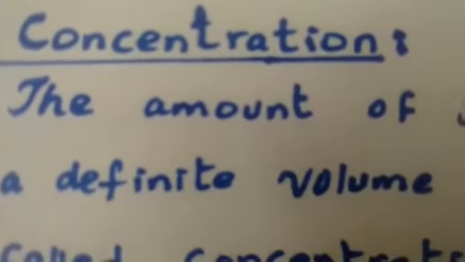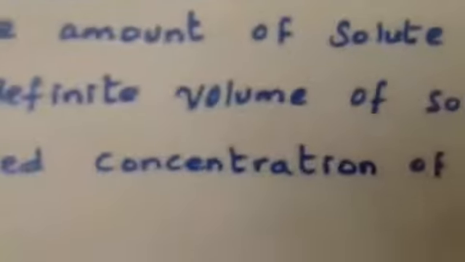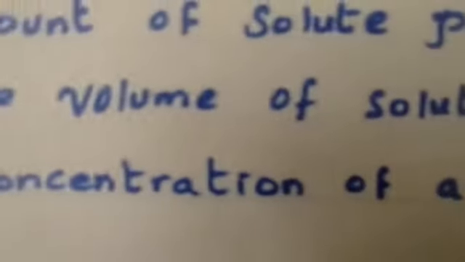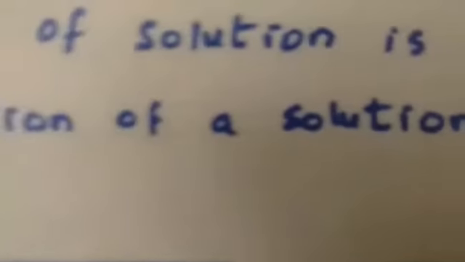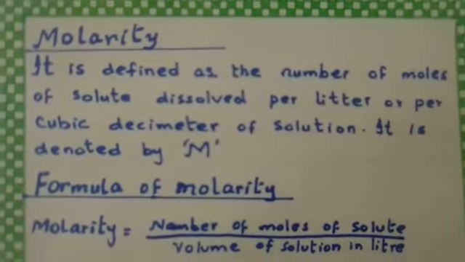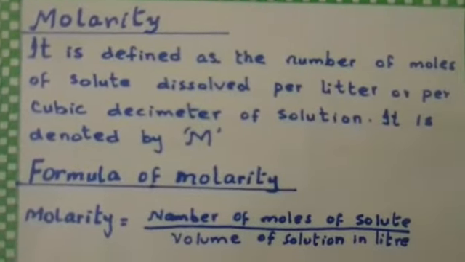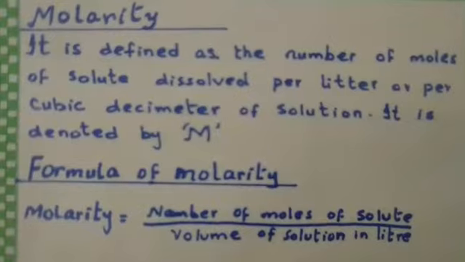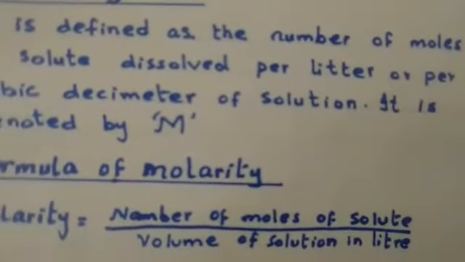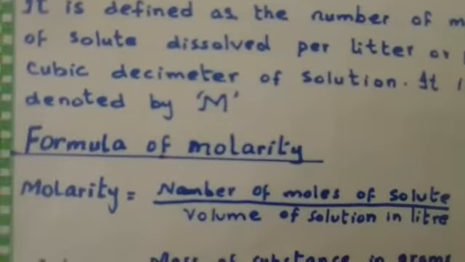Concentration: the amount of solute present in a definite volume of solution is called concentration of a solution. The most important definition of molarity is it is defined as the number of moles of solute dissolved per liter or per cubic decimeter of solution. It is denoted by M.